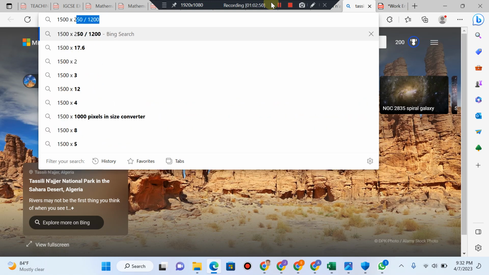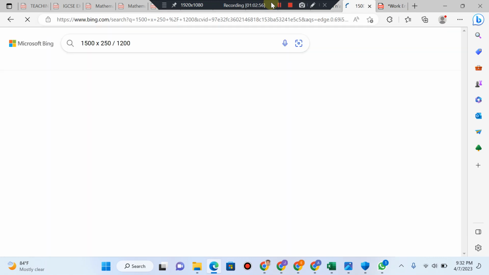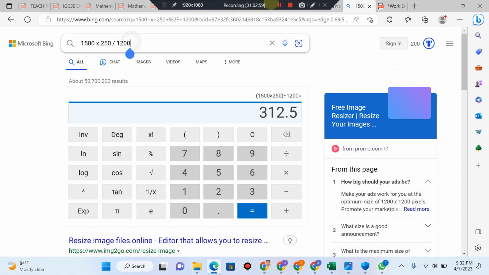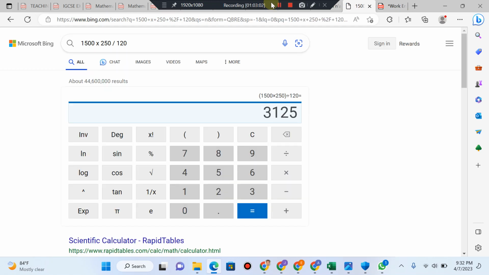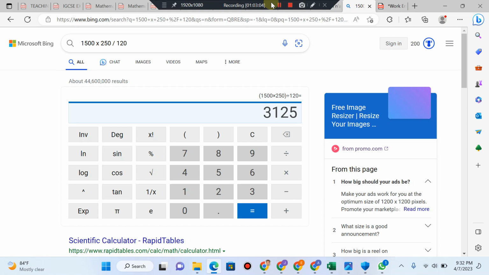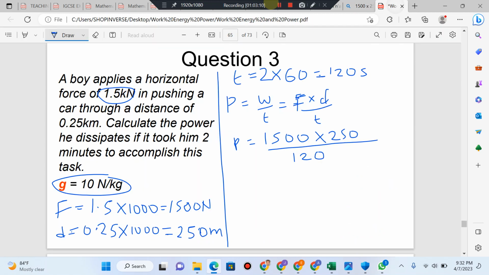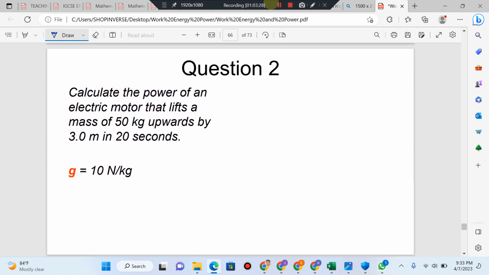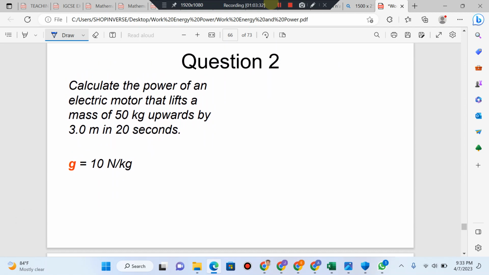So let's do that here. 1500 multiplied by 250 divided by 120. That gives us 3125 watts. So our answer is 3125 watts as the power. Easy, right? Very easy. Let's solve the next question.